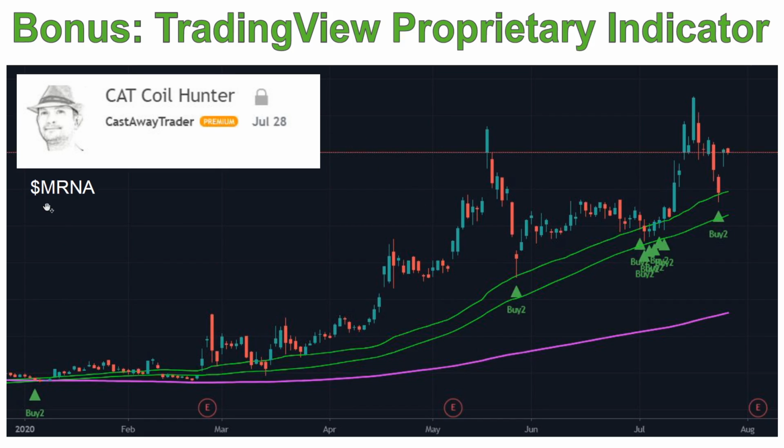For example, this is Moderna, that crazy biotechnology stock, which was rumored to start making that anti-COVID vaccine. Look how many entries you could get. So that indicator would not only draw the trend lines, it would show you where you could consider buying that. That would show you buy alerts.